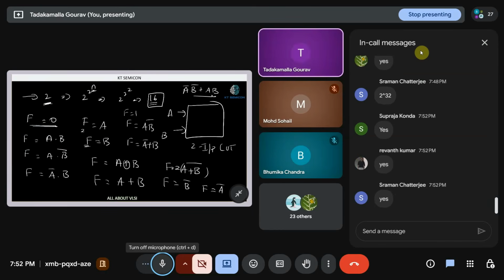Yes, exactly. Now, let's say we are going to have a three variable function, or a three input LUT. How many possible combinations are you going to have? 2 power 2 power 2, that is 2 power 8. So total 256, if I'm not wrong. 256, right? 2 power 8. So a total of 256 possible Boolean functions you can implement. This is how powerful a simple LUT is. Using a simple LUT, you can implement this many functionalities.